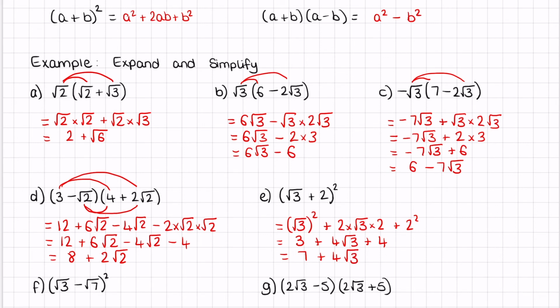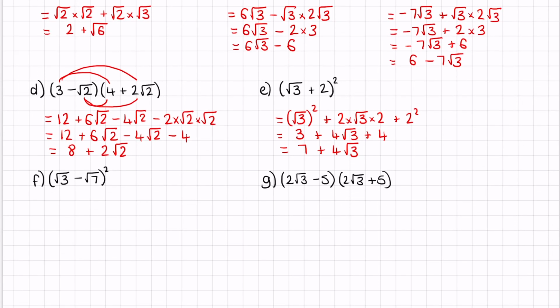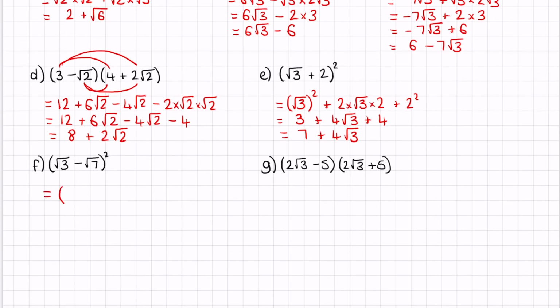F, another perfect square with a negative. Nothing too crazy here, so we'll just have root 3 squared, and then when it's negative, this next term's minus 2 times root 3 times root 7, and then plus the root 7 squared. This will end up being 3 minus 2 times root 3 times root 7, which will be root 21. 3 times 7 is 21. Root 7 all squared is just 7, and then we can do the 3 plus 7, which is 10, minus 2 root 21.